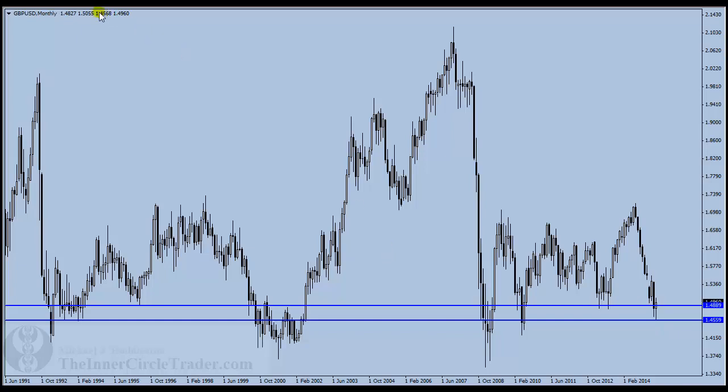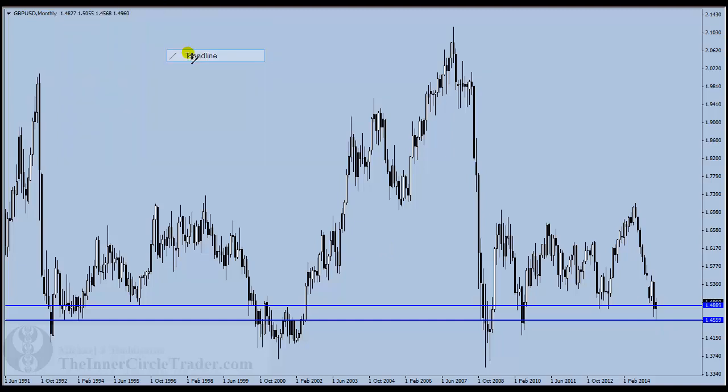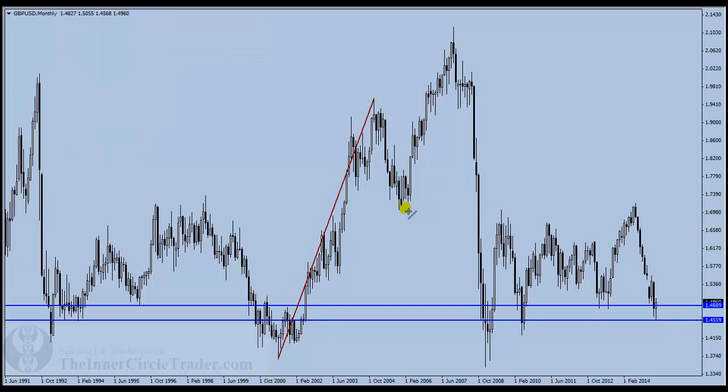If you look at what we have here, we have the market moving up from a low to a high, and then we have another market swing from here to here, which is comparable to this move here.